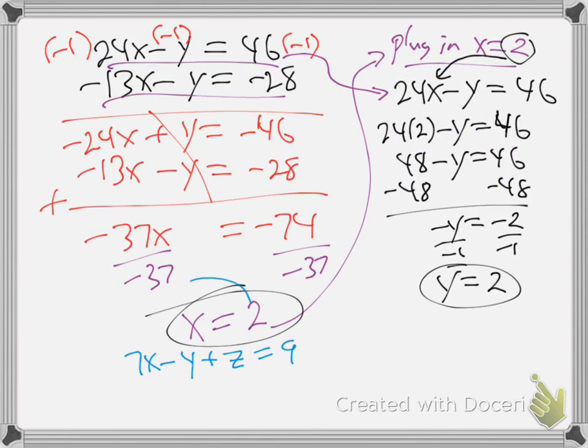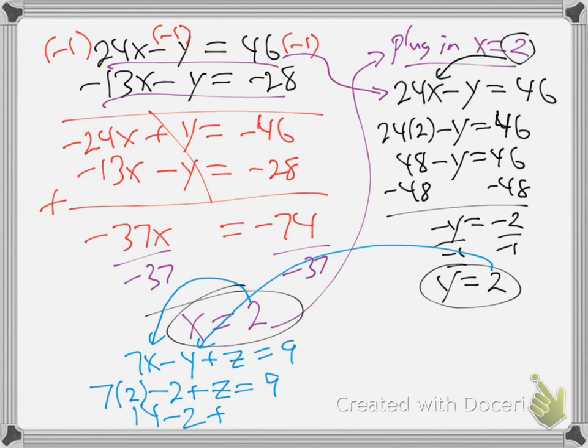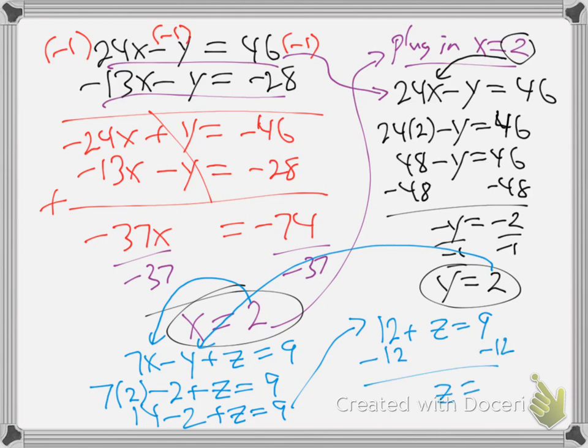Okay, plug in x is 2, y is 2, so 7 times 2 minus 2 plus z is 9. What's that? 14 minus 2 plus z is 9. So 12 plus z is 9. Subtract 12. Z is minus 3. There we go. X, y, and z. All 3.